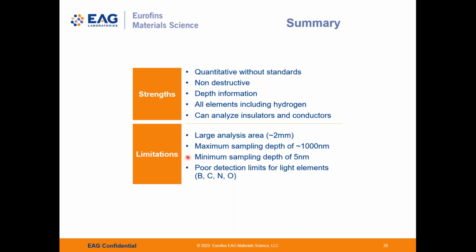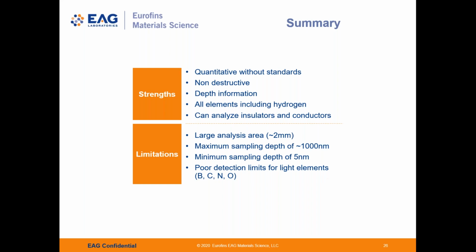The minimum sampling depth or depth resolution of RBS is about 5 nanometers or 50 angstroms. And finally, RBS does have relatively poor detection limits for light elements. So this would affect samples containing low concentrations of light elemental impurities.